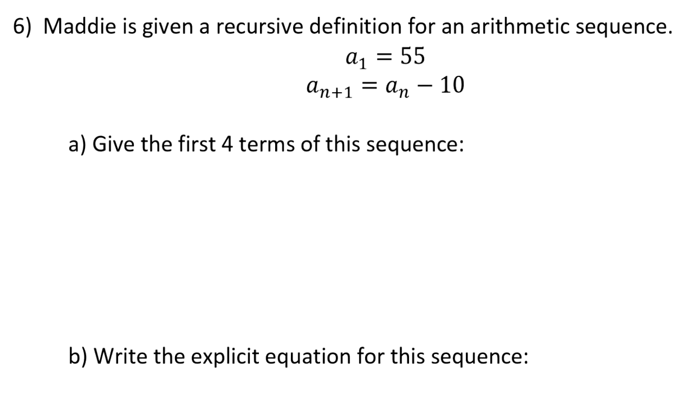This is giving a recursive definition for an arithmetic sequence. You can see it tells me here that the very first term in that sequence, a sub 1, is the number 55. And then this also says, hey, if you want the next term in the sequence, take the current term, right? That's what that means, the current term, and subtract 10 from it. Again, if you're sitting at a spot, the next term is the current term minus 10.